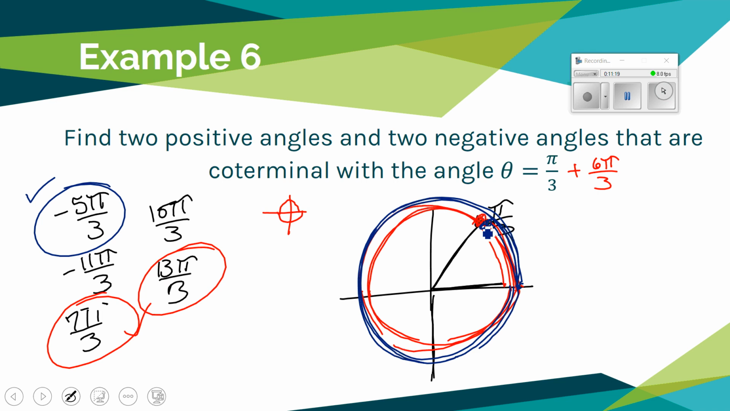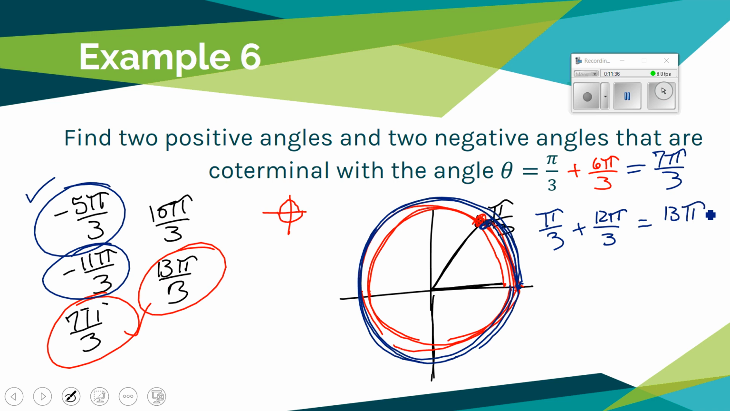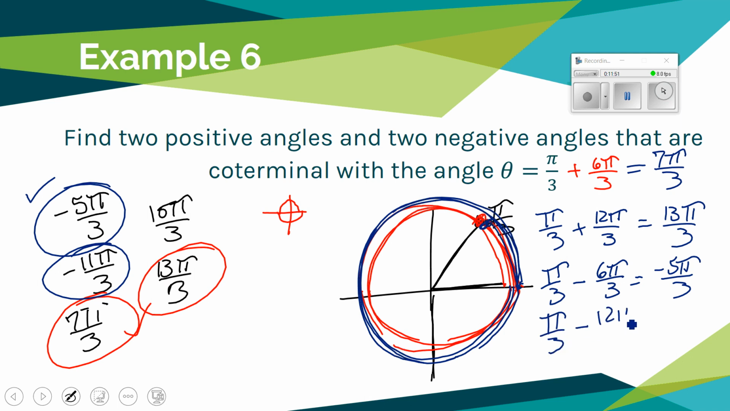11 pi over 3. Or you could simply say this is going to give you 7 pi over 3. You could take pi over 3. If I go twice, that's going to be 12 pi over 3. And so that would give you your 13 pi over 3. Or you could take pi over 3 and subtract 6 pi over 3, and that's going to give you negative 5 pi over 3. And then you could go pi over 3 minus 12 pi over 3. That's going to be negative 11 pi over 3.